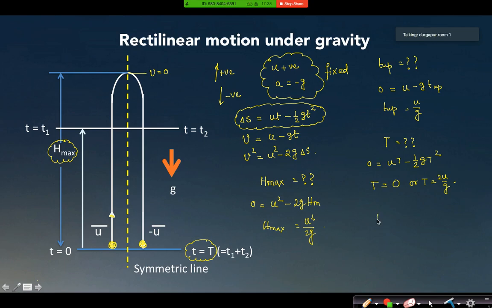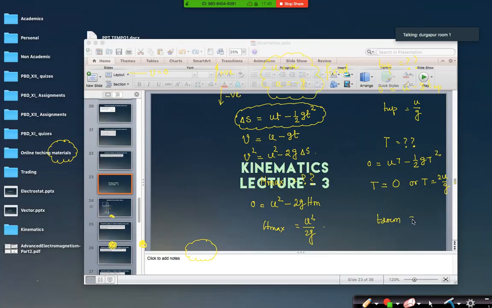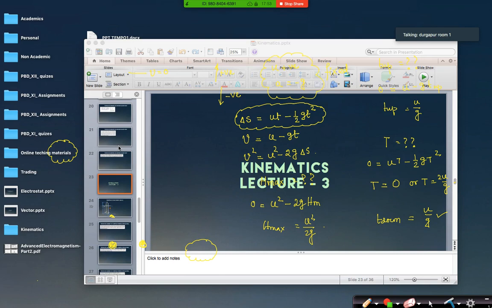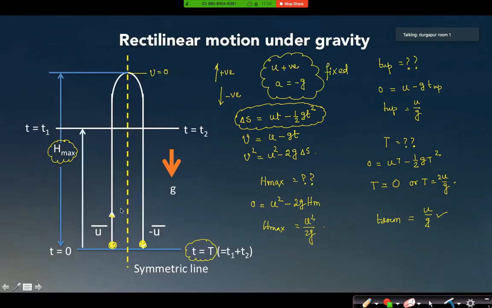Right? Because if you find t down, you will find it is the same thing as u by g. Right? So that is why I have said that the motion of this particle is actually symmetrical about this line. That means its upward journey is symmetrical to its downward journey. So the time taken for upward motion is equal to the time taken for its downward motion.